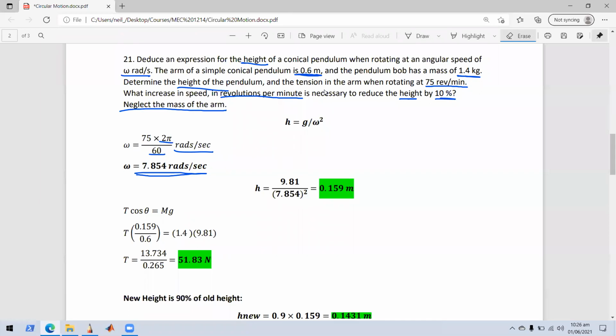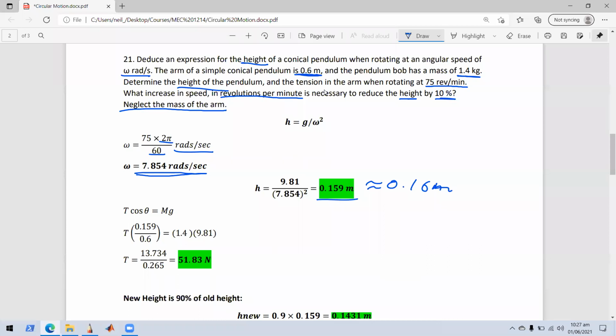Plug this now into a calculator, right? 9.81 divided by 7.854 squared. Remember, don't forget to square. Very common mistake. After we finish plugging this into the calculator, we should get h is equal to 0.159 meters, or approximately 0.16 meters. And that's it. That's all for the height.